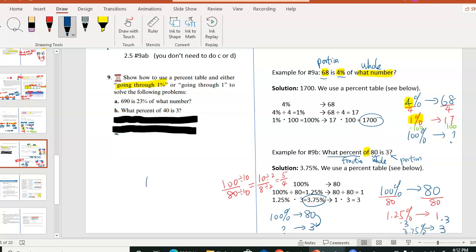Again, if you have trouble doing multiplication here, we are going to talk about this in chapter 5. 5 times 3 is 15. 2 times 3 is 6, 6 plus 1 is 7. 1 times 3 is 3. So we have 3.75%.